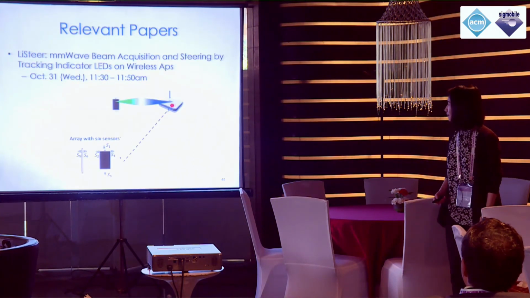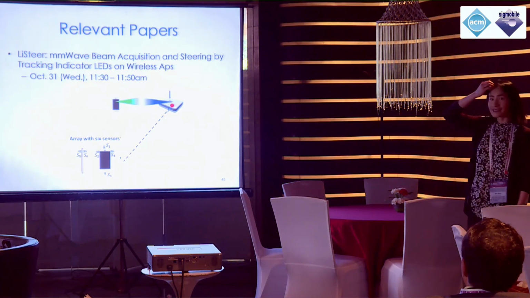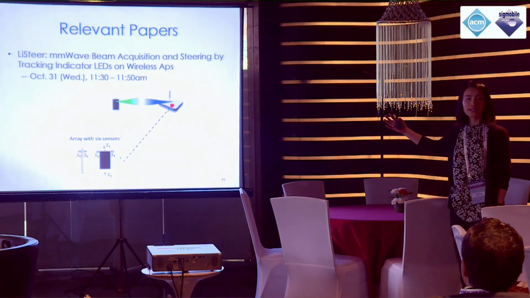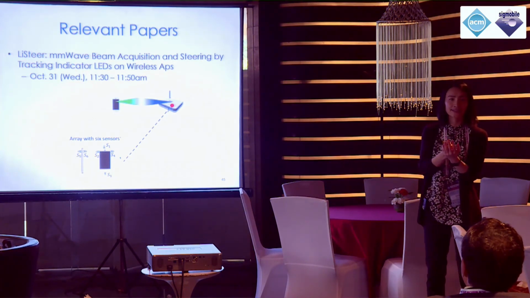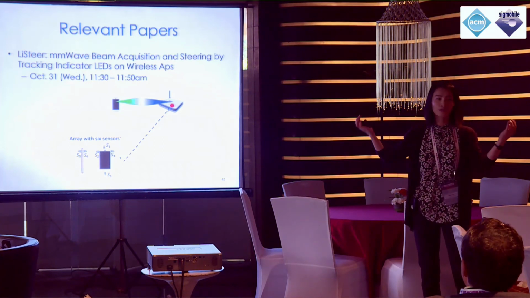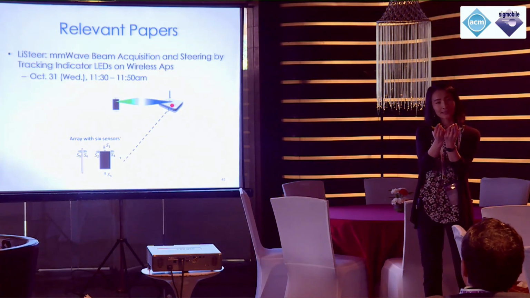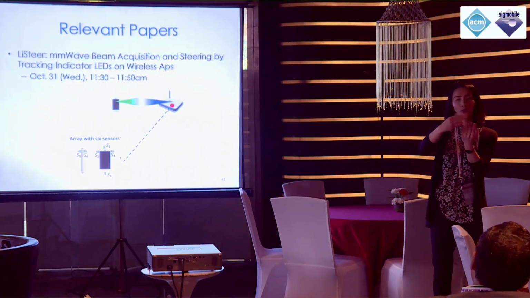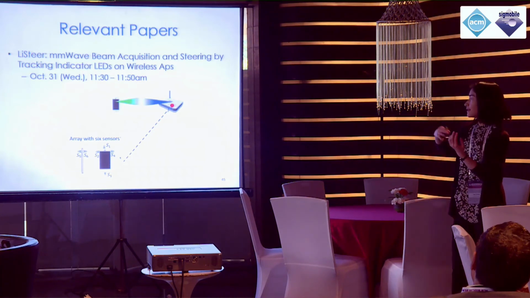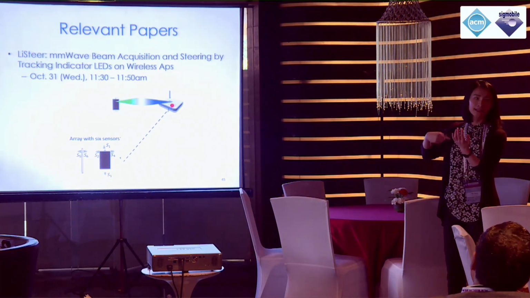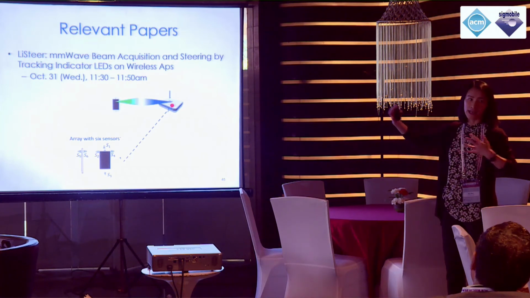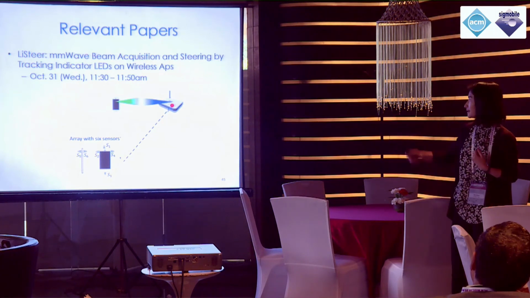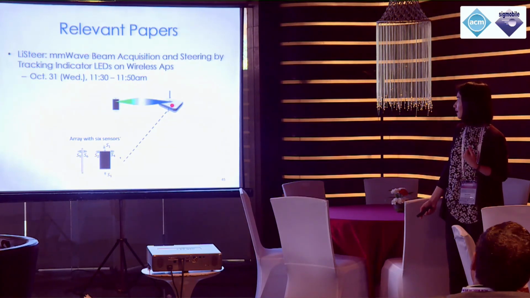And another sensing paper is called LightSteer. It will be presented tomorrow morning. It's a very interesting idea of combining light sensing with millimeter wave, because these two have very similar propagation characteristics. So you can use one as a medium for sensing to sense the direction of the transmitter, and then you can really help to speed up the alignment issue, the beam alignment of the millimeter wave communication link. So this is a very interesting paper. Highly encourage you to attend the talk.